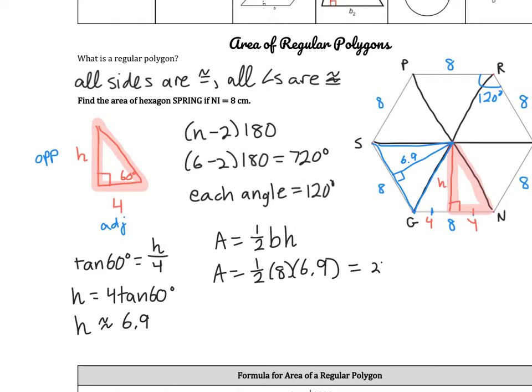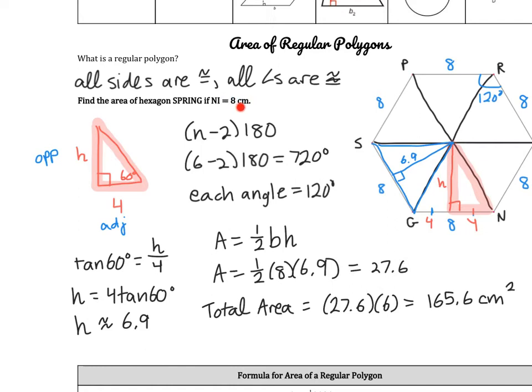And we get 27.6. So that's the area of a single triangle, and then the last thing that we need to do from there is multiply it by 6 because there are 6 triangles in the hexagon. So the total area is going to be 27.6 times 6, which is 165.6 centimeters squared. Centimeters because of the original given information.